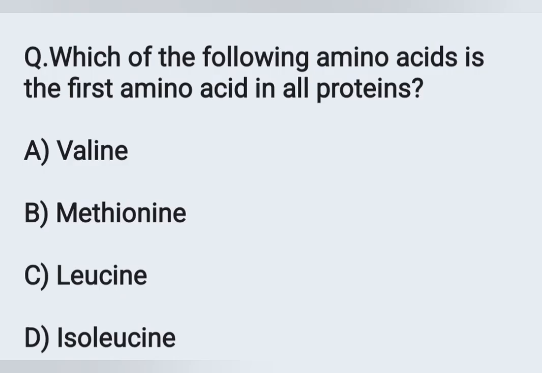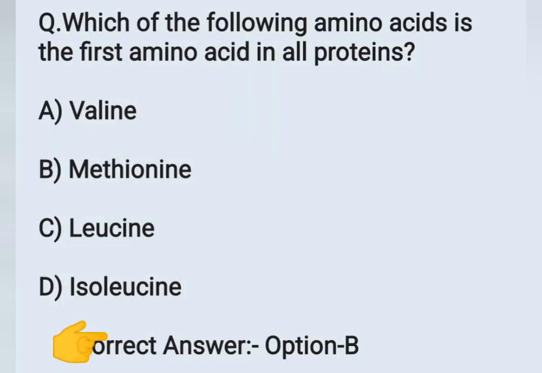And the next question is, which of the following amino acids is the first amino acid in all proteins? Options: Option A, valine. Option B, methionine. Option C, leucine. Option D, isoleucine. The first amino acid is methionine. Option B is the correct answer.